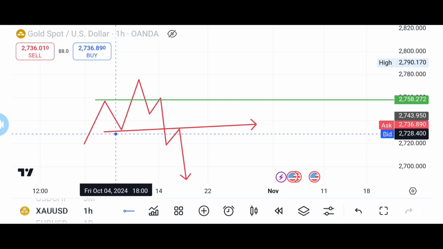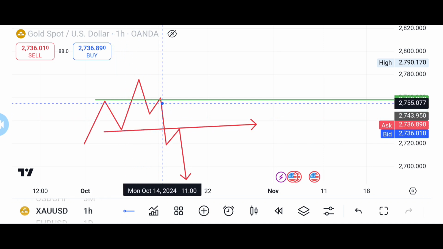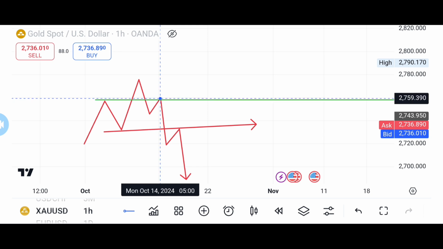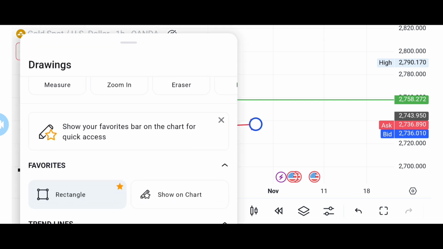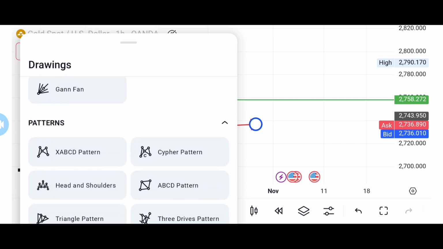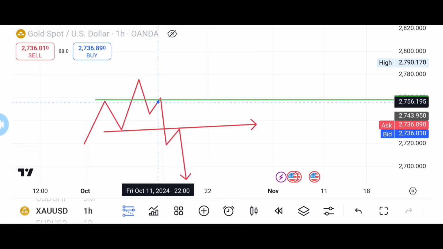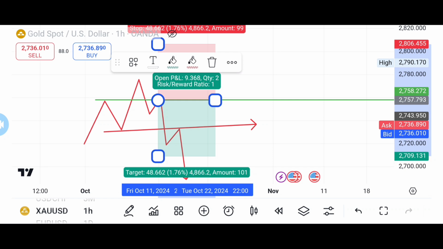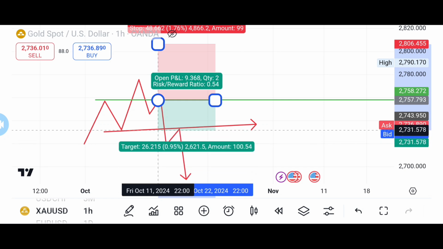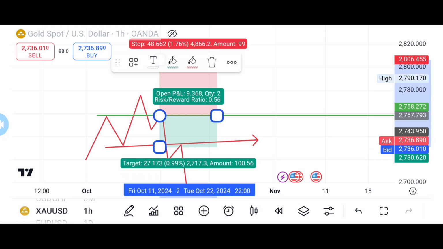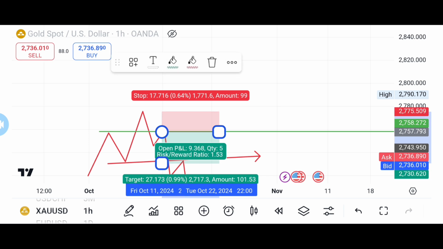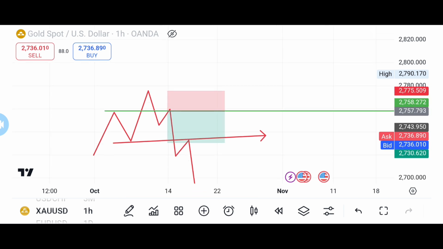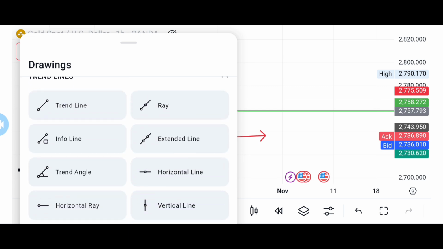So how are we going to enter this? As usual, if you are an aggressive trader, you are going to place your entry 1 here at the left shoulder, targeting the neckline as take profit 1. Your stop loss will be at the head. So your take profit 1 will be there at the neckline.